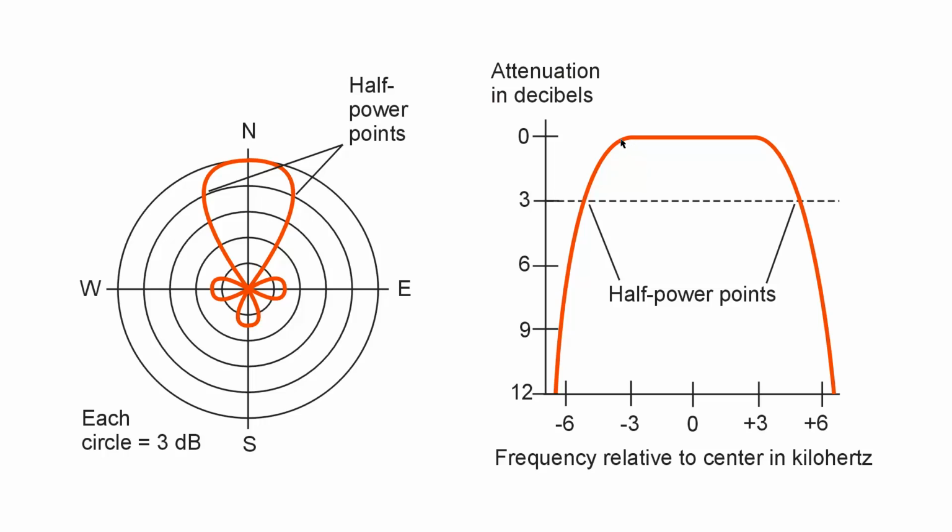And when the attenuation falls to 3 decibels, you can measure the width, the bandwidth, and determine the ratio of the bandwidth at 0 decibels to the bandwidth at 3 decibels down. That gives you an idea of the shape factor of the selectivity curve. That's here on the right.